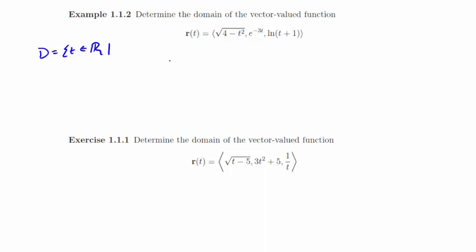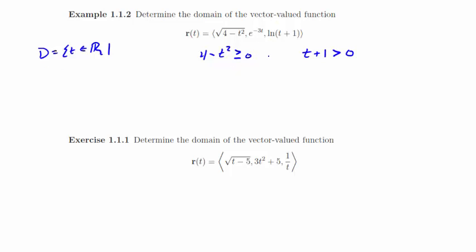So what we need for our domain is whatever t value we plug in to actually work in all three components, not just one of them. For the first component, we have 4 minus t squared has to be greater than or equal to 0. The second component's not going to have any requirement for our t because we can plug in any t into this exponent, multiply it by negative 3, and take e to any number. So no restrictions due to the y component here. For the z component, the natural log has to have inputs that are greater than 0. The inputs are given by t plus 1, so t plus 1 has to be greater than 0.